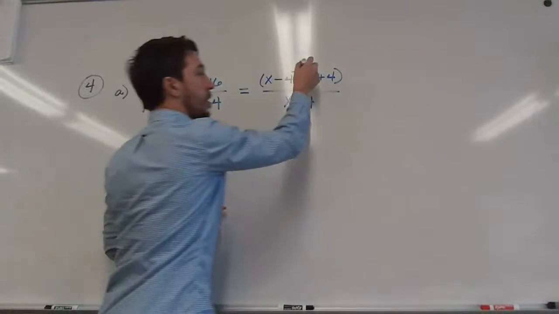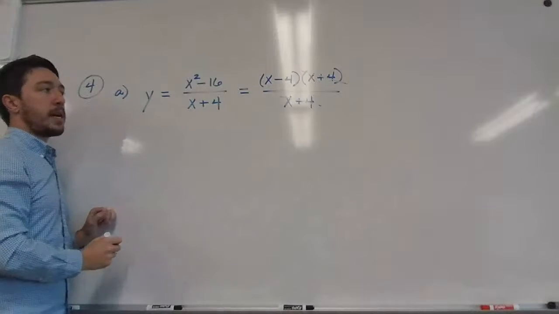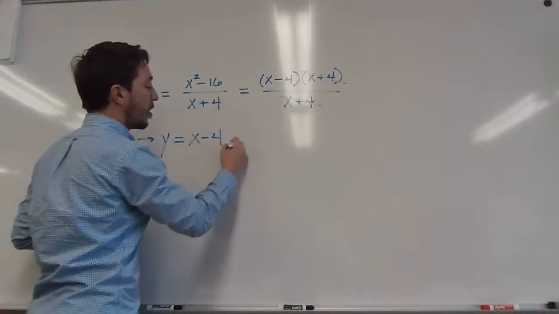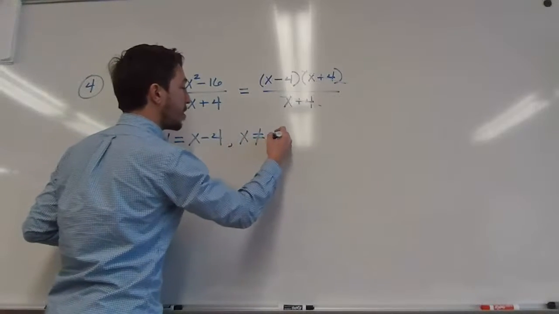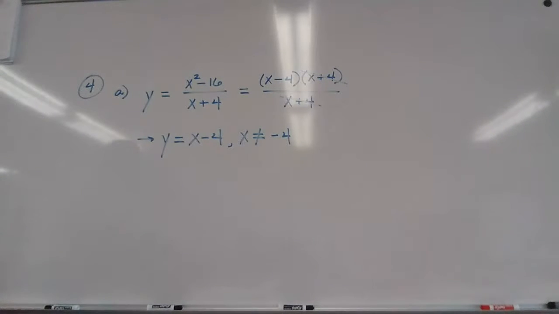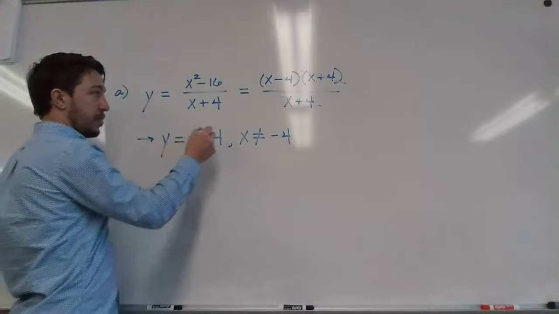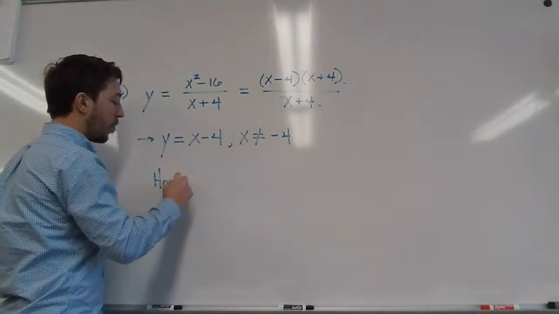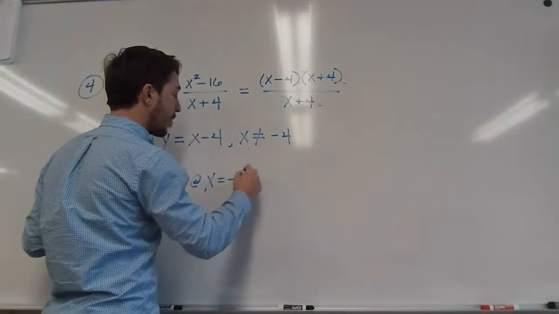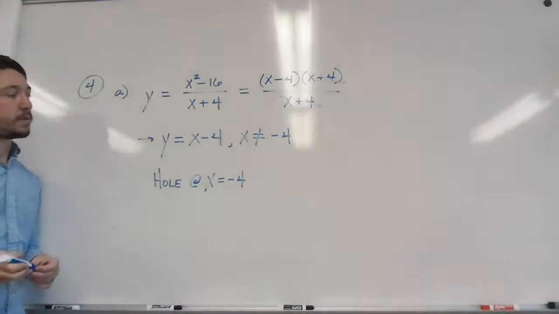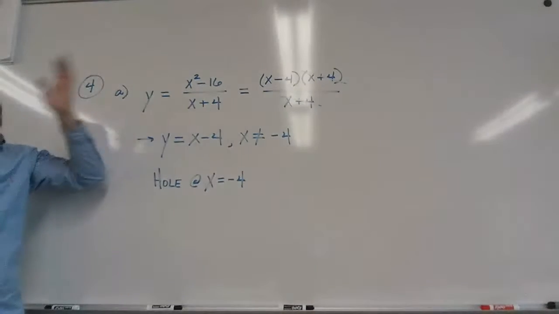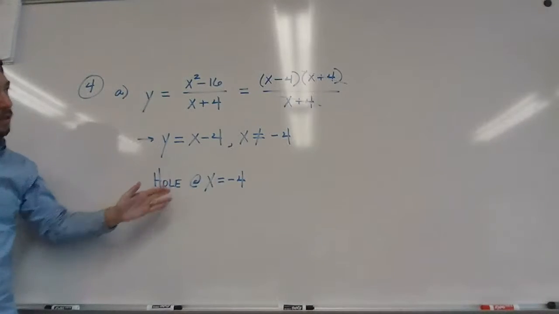Okay. You can cancel those out, and you're left with y equals x minus 4, with a condition that x cannot be -4. So, okay, my discontinuity is a hole when x is -4. So, algebraically speaking, what's the hallmark of a hole?